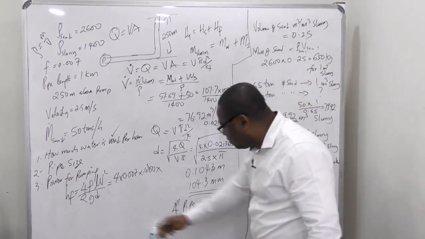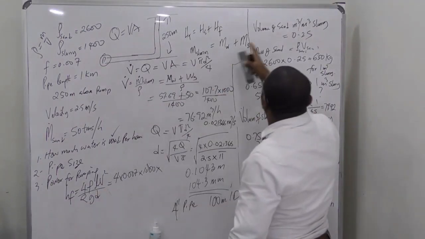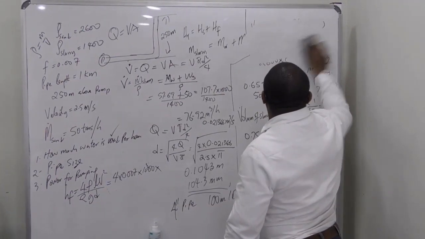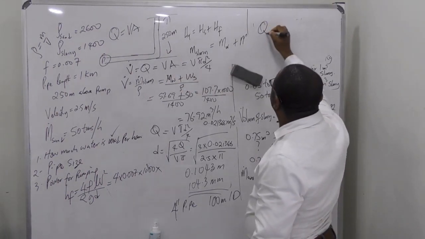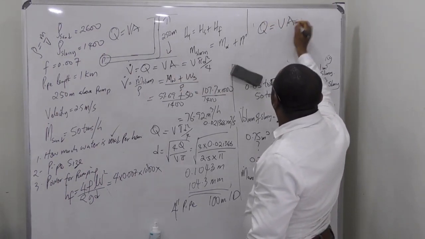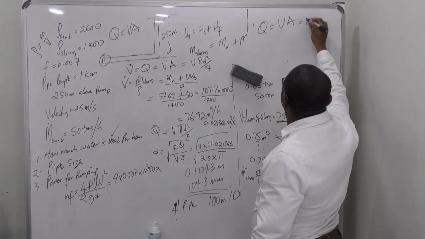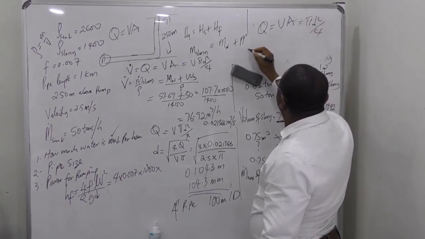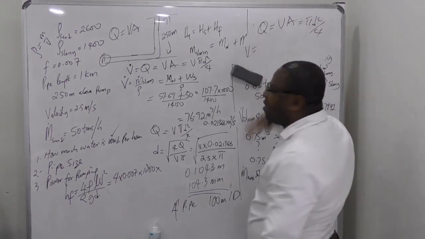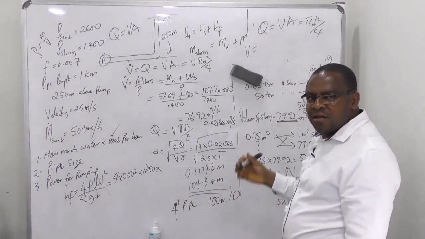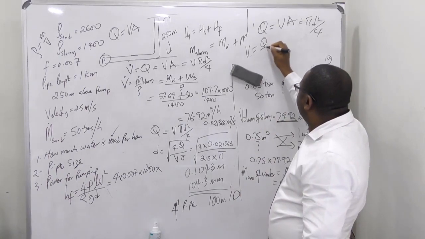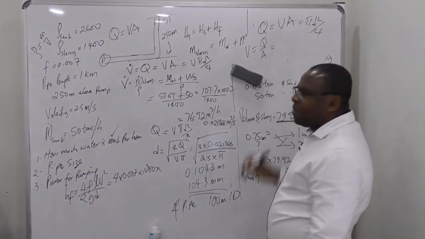Just from here, where I put velocity. What is it? Q is VA, or velocity times pi d squared over 4. Just from here, we make velocity the subject, which is Q over A. All right.